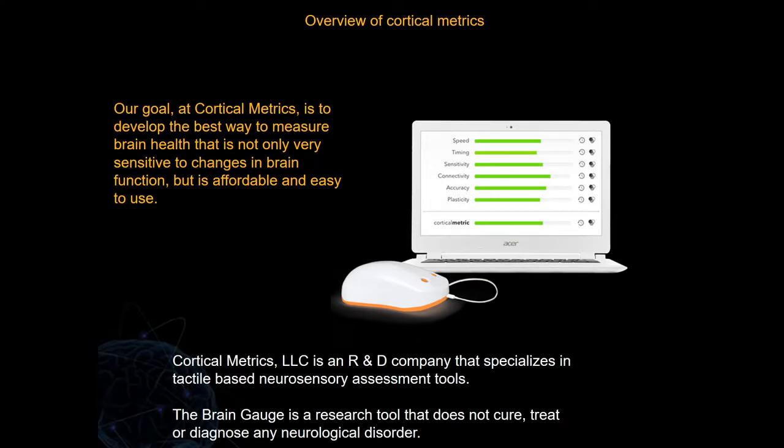I am president and co-founder of CorticalMetrics, and today we'd like to give you an overview of CorticalMetrics and the brain gauge. Our goal at CorticalMetrics, the company, is to develop the best way to measure brain health that is not only very sensitive to changes in brain function, but is affordable and easy to use.